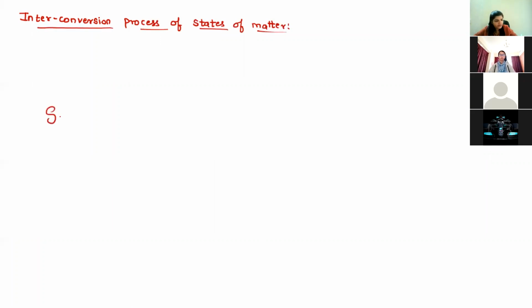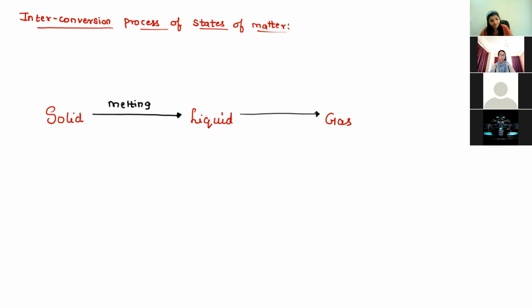So we have solid, we have liquid, and we have gas. Okay, what is solid to liquid also called as? Melting. Yes, very good. Melting. What is liquid to gas? Boiling. Yes, very good. It is boiling.